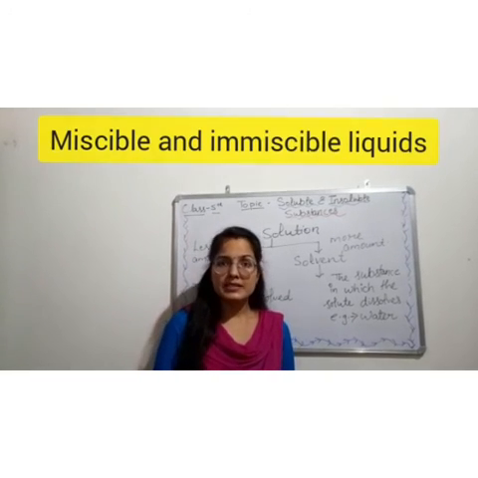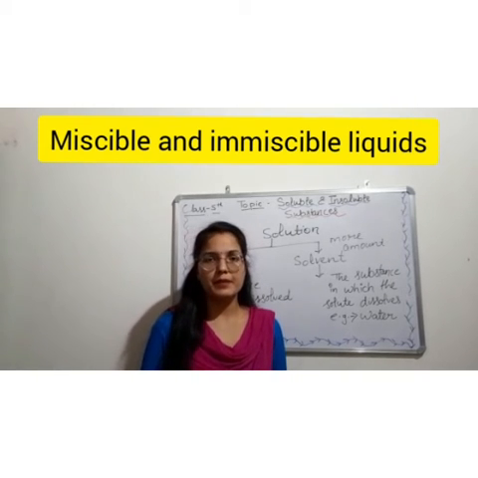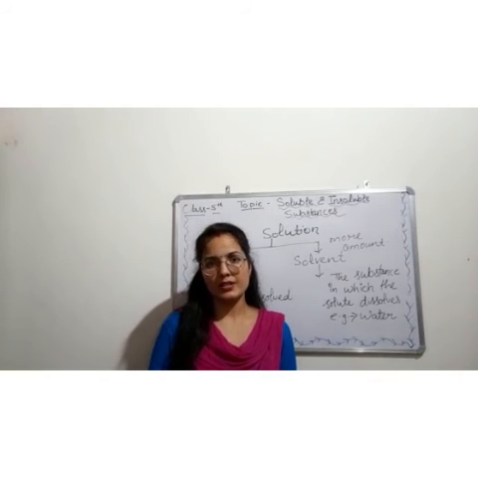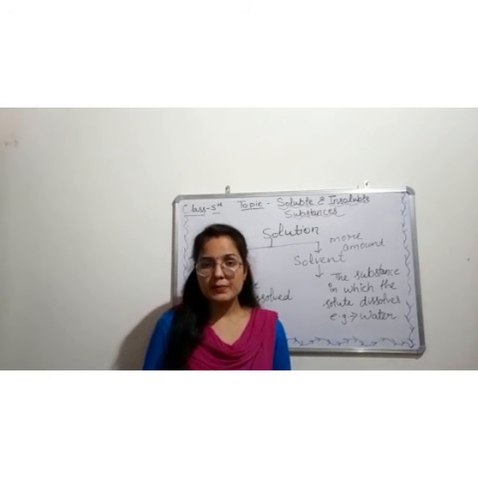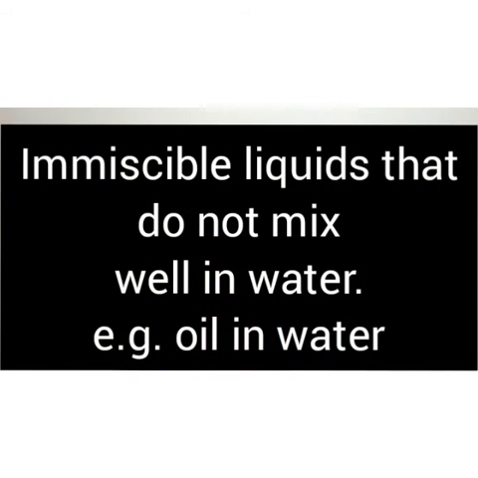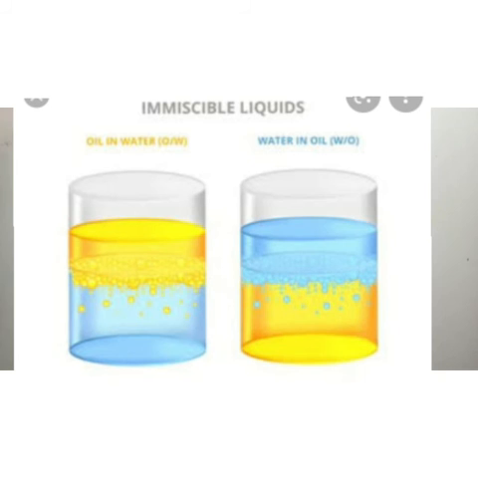Now, miscible and immiscible liquids. Miscible liquids are those that mix well in water. For example, milk in water. And immiscible liquids, those that do not mix well in water, are known as immiscible liquids. For example, oil in water.